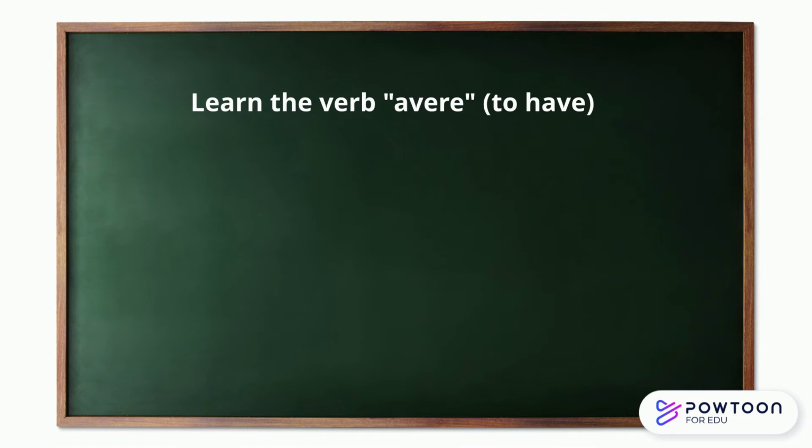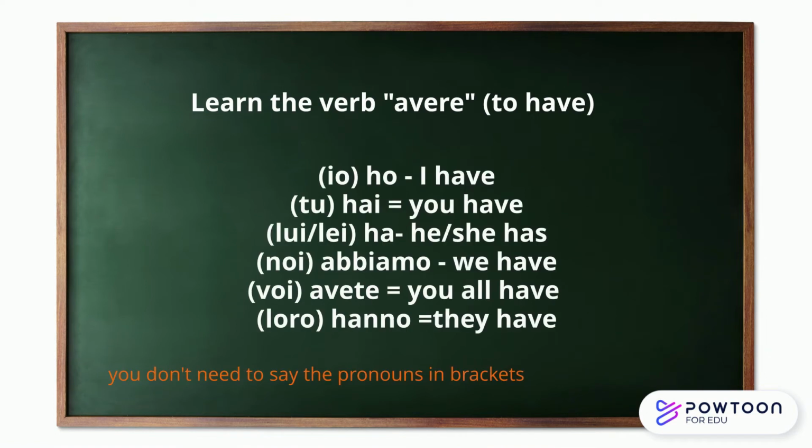So, to learn the verb avere, this is what you need to study. Ho, I have. Hai, you have. Ha, he or she has. Abbiamo, we have. Avete, you all have. And hanno, they have. Now, you don't need to say the pronouns. If you want to, if it's easier, you can. For example, io ho, tu hai, lui lei ha, noi abbiamo, voi avete, loro hanno.